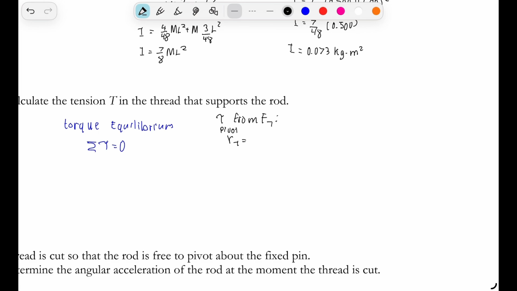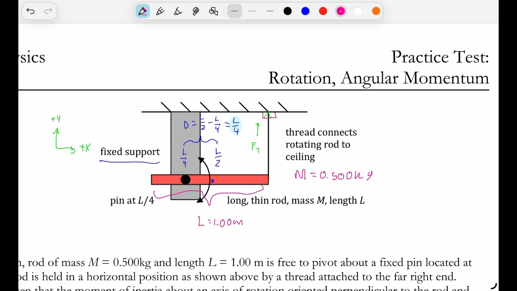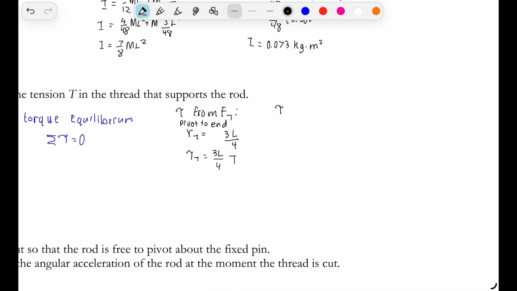We can first find our lever arm. So R_T, this is from the pivot to the end. This is going to be equal to 3 times L over 4. And then our torque is going to be equal to 3 times L over 4 times T, the tension force. You can see the tension force is perpendicular, which is why we call this equal to our F_T, our perpendicular force.